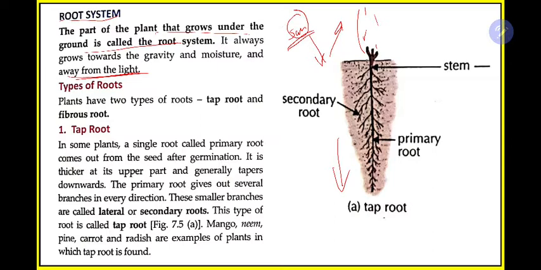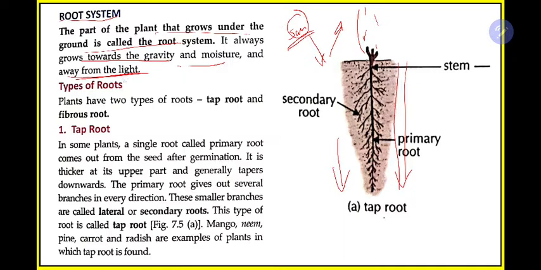Again, we know everything falls down due to gravity, right? Newton's experiment, I think you can remember, the apple falls from the tree to the ground. So the same thing is here. The roots grow towards gravity, that means from top to bottom, towards gravity and moisture. As we go down into the soil, we get more moisture, more water. So basically there are a few characteristics of the root system. It will grow towards gravity, next towards moisture, and it will always grow away from the light.